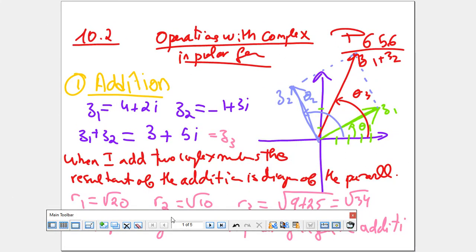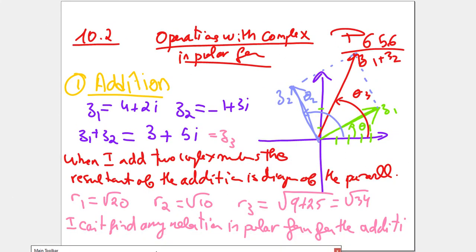So after we did lesson 10.1, which was about complex numbers in polar form, today we'll be doing lesson 10.2, about the operations with complex numbers in polar form. Sometimes it's much easier to multiply, divide, and do other operations on complex numbers in polar form than in the standard form, or we say Cartesian form.